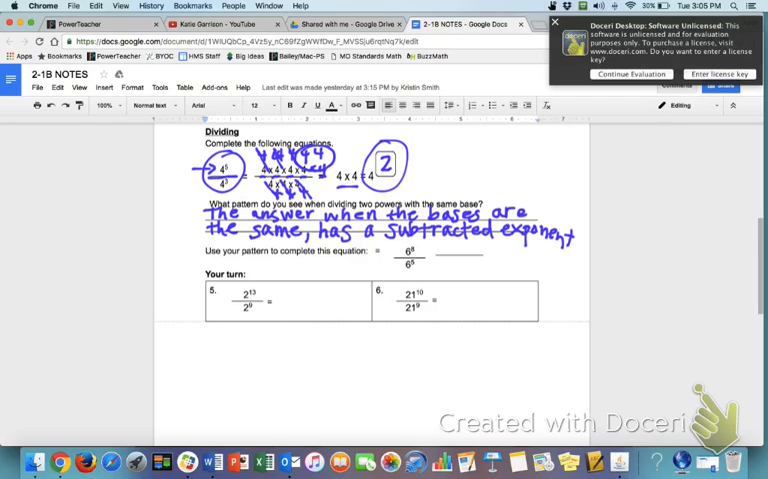All right, we're going to use the pattern now to complete this equation. 6 to the 8th over 6 to the 5th. So if it helps you, you can expand this and you can do 8 6s on the top, 1, 2, 3, 4, 5, 6, 7, 8, and you can do 5 6s on the bottom. And then you can cancel out and see how many you're left with if it helps you to make sense that way. Or the shortcut is just to subtract. 6 to the 8th, 6 to the 5th, that leaves 6 to the 3rd.